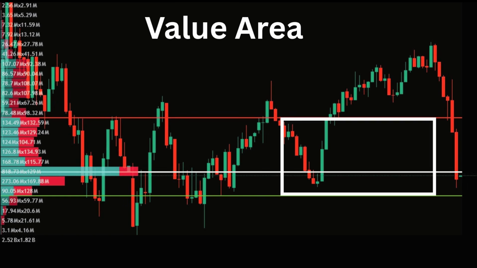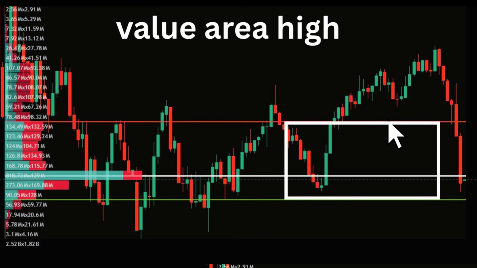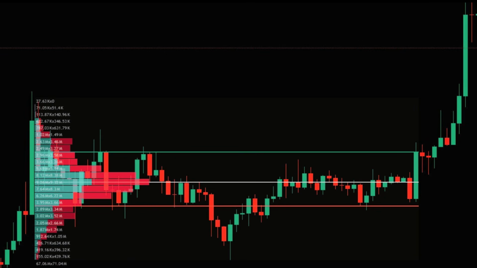Value area, VA. This is the range where approximately 70% of the volume occurred. Value area high, VAH, the upper boundary. Value area low, VAL, the lower boundary. Price tends to consolidate inside the value area, but if price breaks outside VAH or VAL with strength, it could mean the market is finding new value, leading to breakouts or breakdowns.